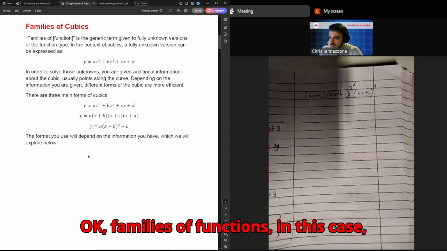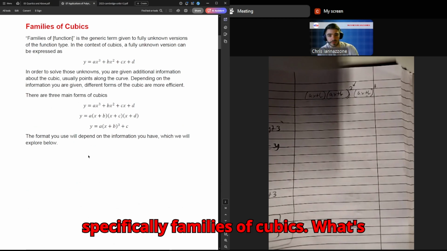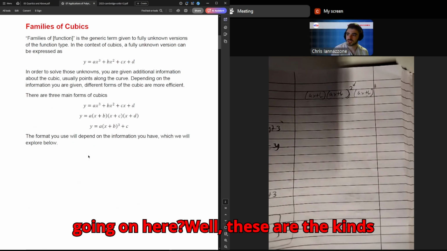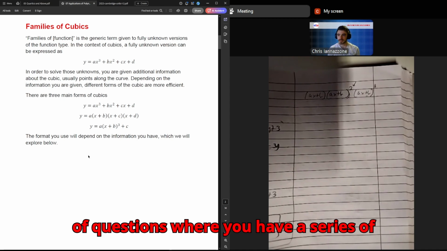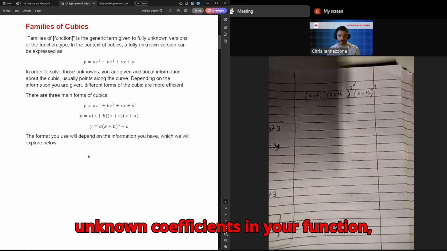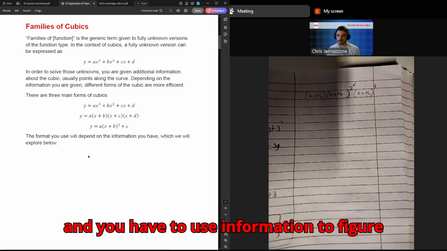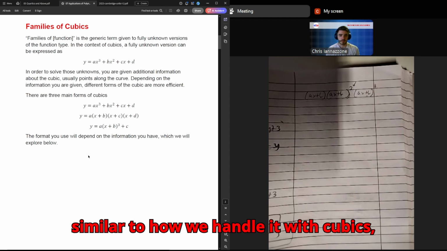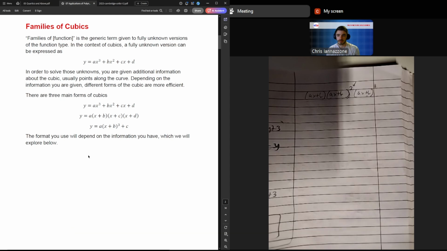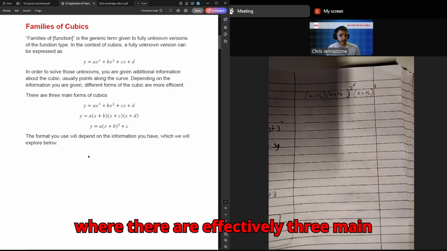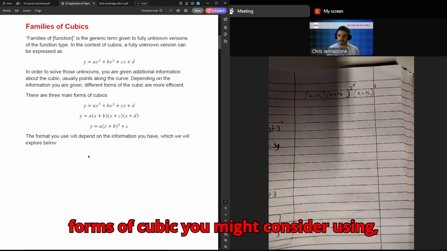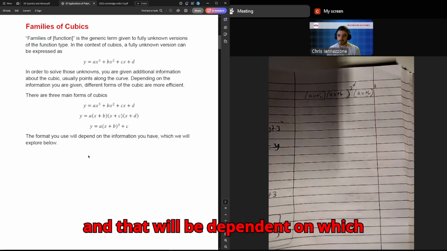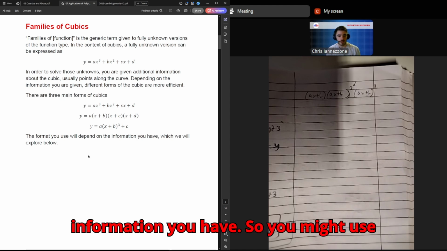Okay, families of functions, in this case specifically families of cubics. What's going on here? Well, these are the kinds of questions where you have a series of unknown coefficients in your function, and you have to use information to figure out those unknowns. So in the context of quadratics, it's very similar to how we handle it with cubics, where there are effectively 3 main forms of cubic you might consider using, and that will be dependent on which information you have.